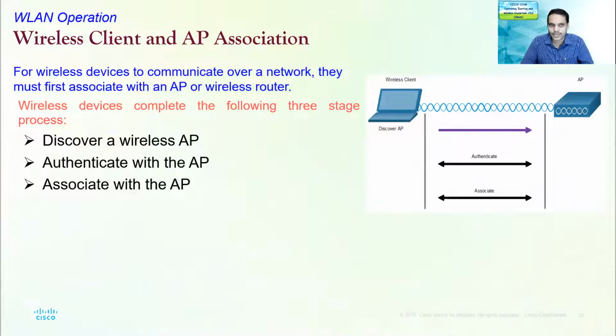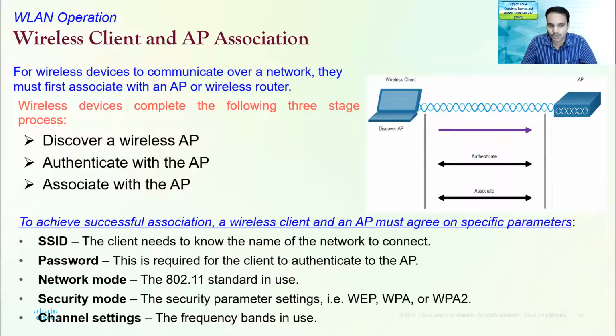Now, how does a client associate with an access point? For wireless devices to communicate over a network, they must first associate with an AP or a wireless router. There is a three-stage process in that. The first one is it has to discover a wireless access point and then authenticate with the access point. And once the authentication is successful, it can then associate with the access point. These are the three steps: discovery, authentication, and upon successful authentication, you create an association.